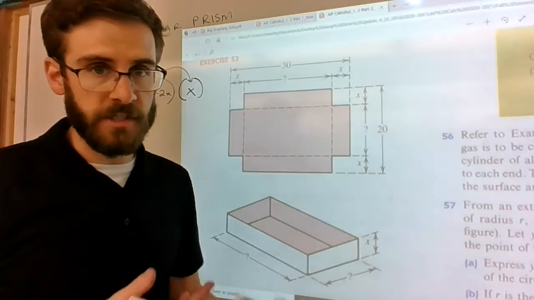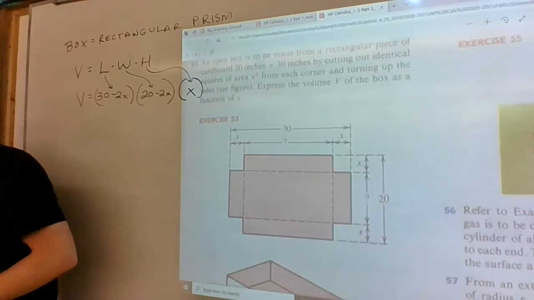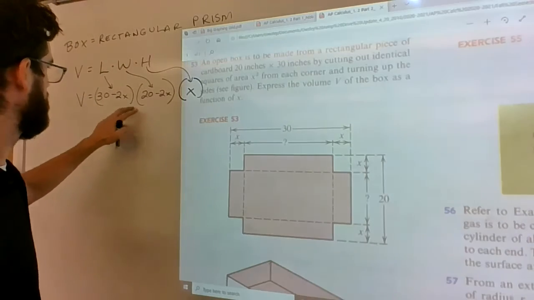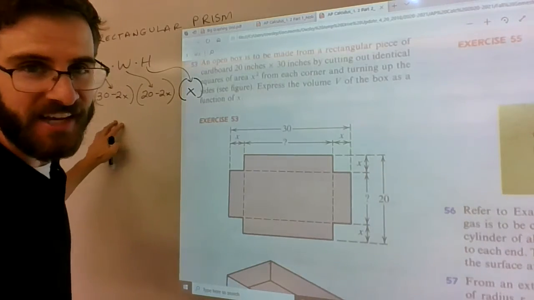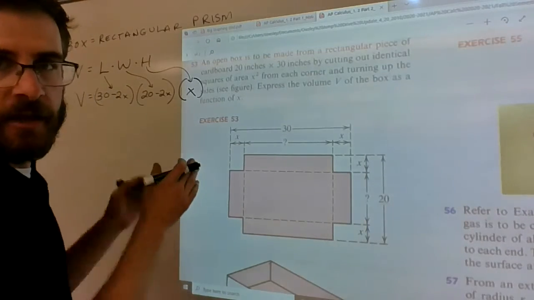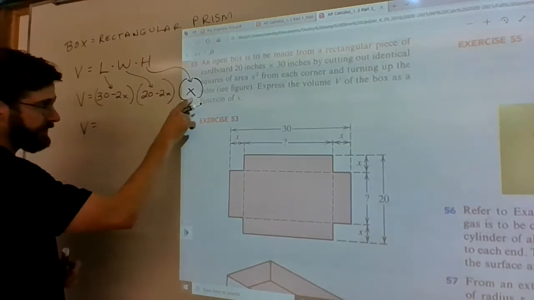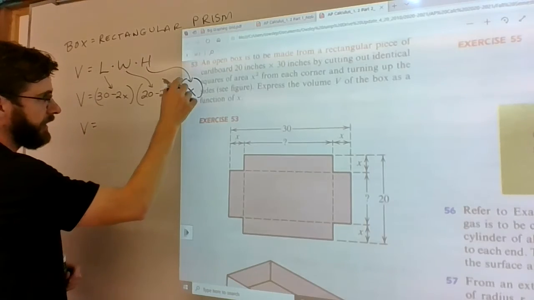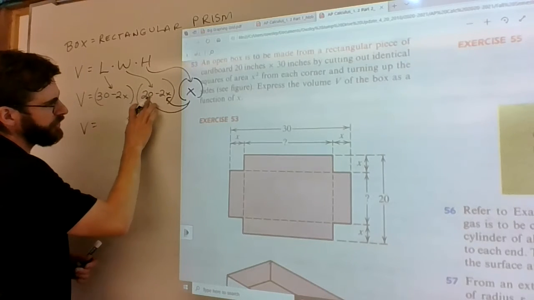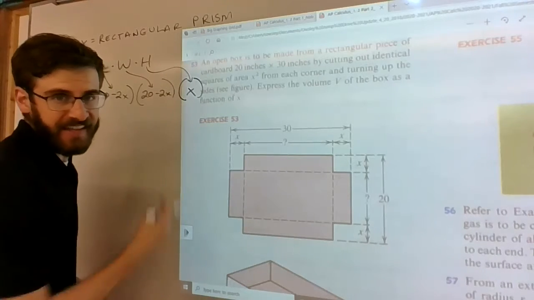Now the question is, did we do what they asked us to do? They asked us to express the volume of the box as a function of x. And for the most part, we did that. What I want you to do is actually expand it as a polynomial. So this x needs to be multiplied by one of these. In fact, let's just multiply out this polynomial first and then distribute the x in at the end.